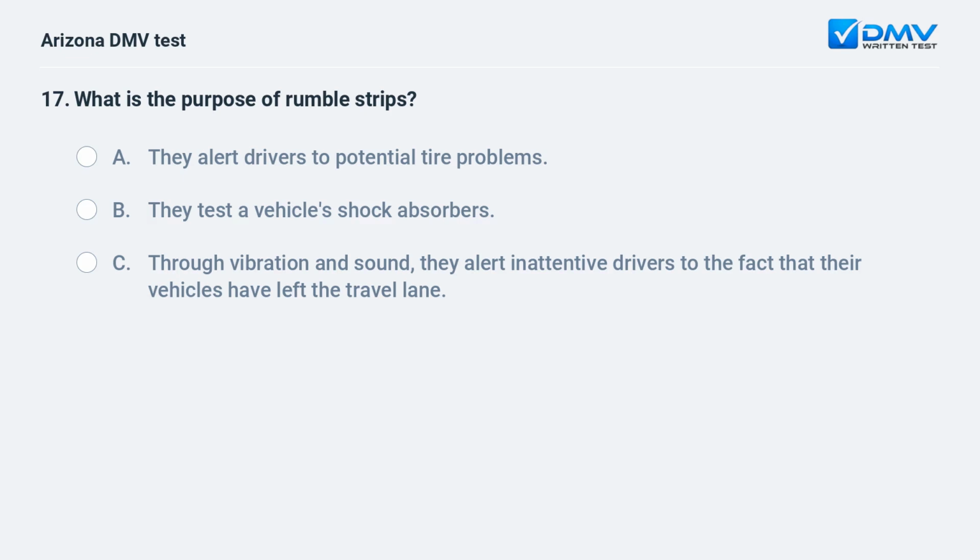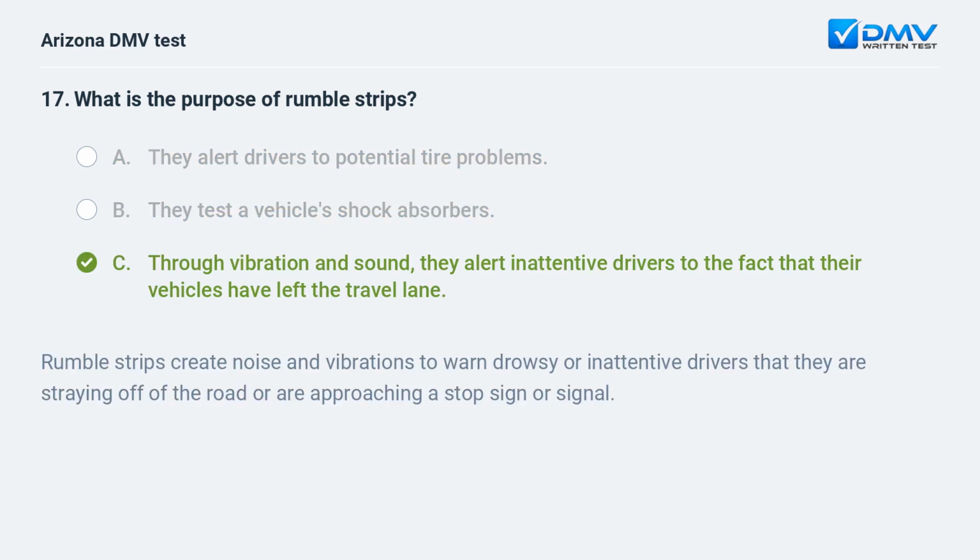What is the purpose of rumble strips? A. They alert drivers to potential tire problems. B. They test a vehicle's shock absorbers. C. Through vibration and sound, they alert inattentive drivers to the fact that their vehicles have left the travel lane. The answer is C.